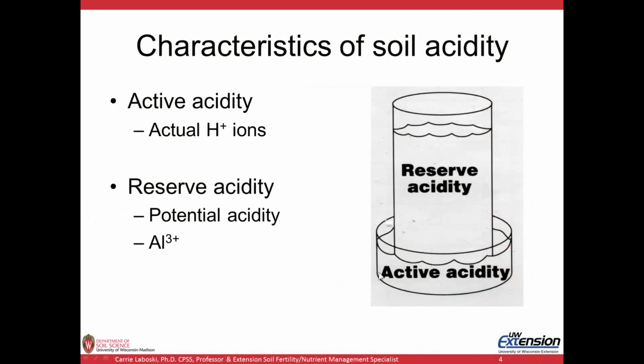Reserve acidity is another type of acidity. This is the potential acidity that exists in the soil, and aluminum can be a factor within that potential acidity. It's also represented here as the reservoir where we have the reserve acidity. So as active acidity is neutralized, reserve acidity can come back and fill in to become active acidity.